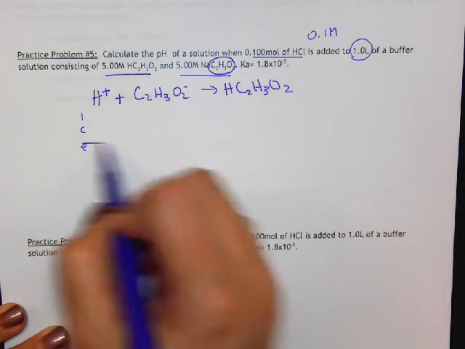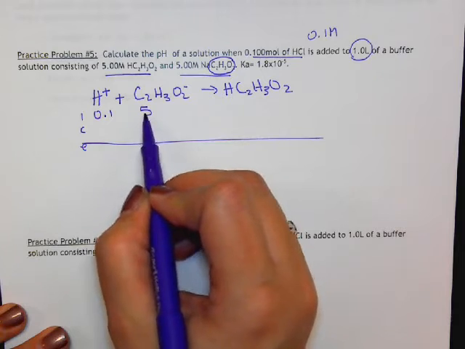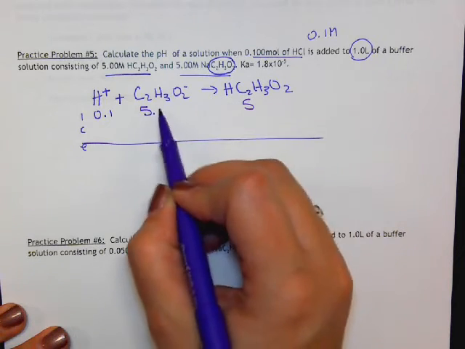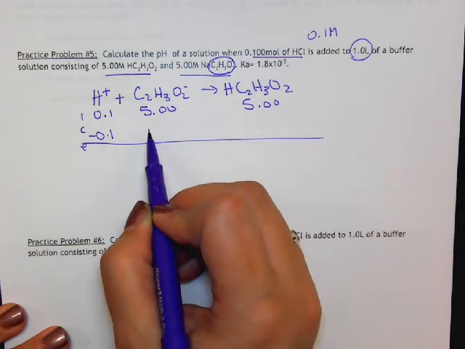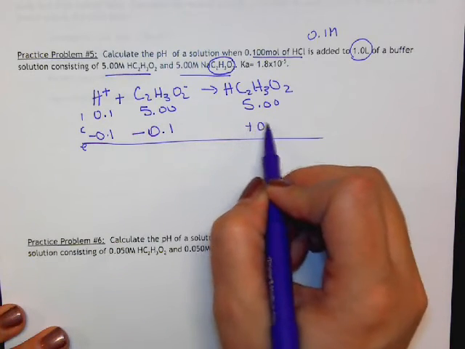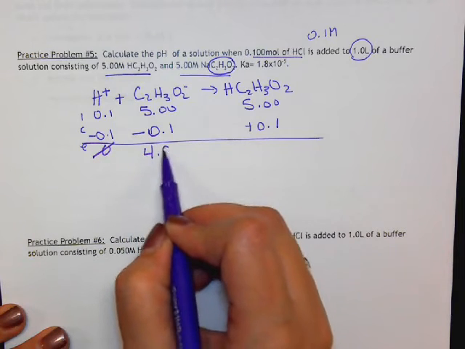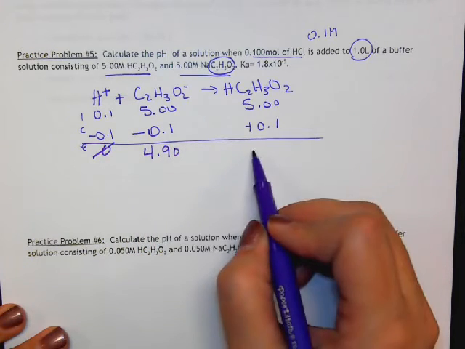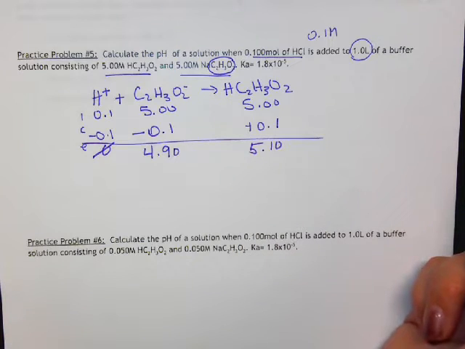And so we set up our ICE table. We start with 0.1, 5, and 5. We're going to consume all of our 0.1. It's going to react with some of that, and we're going to make more of the acid. So this is going to go away. We're going to be left with 0.49 molar, and we're going to be adding to this at 0.51 molar, or 5.1 molar.